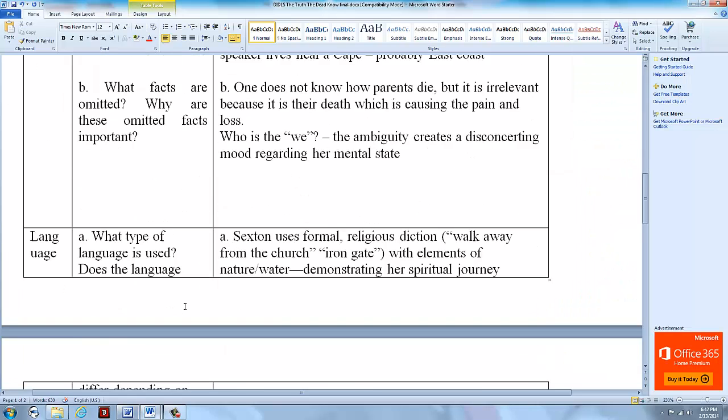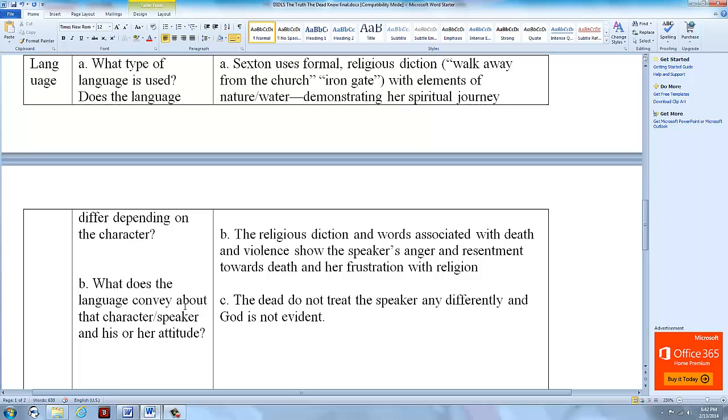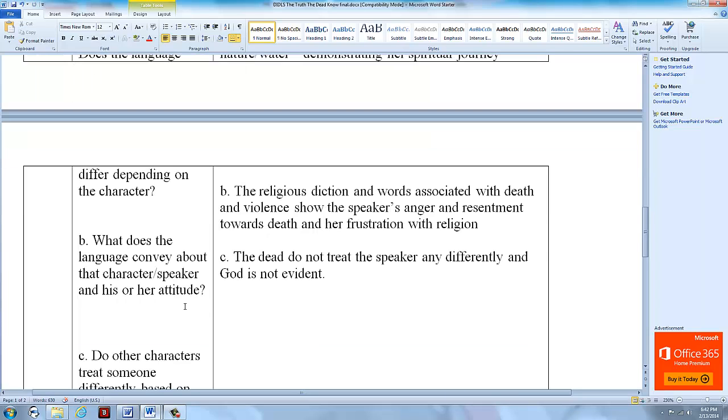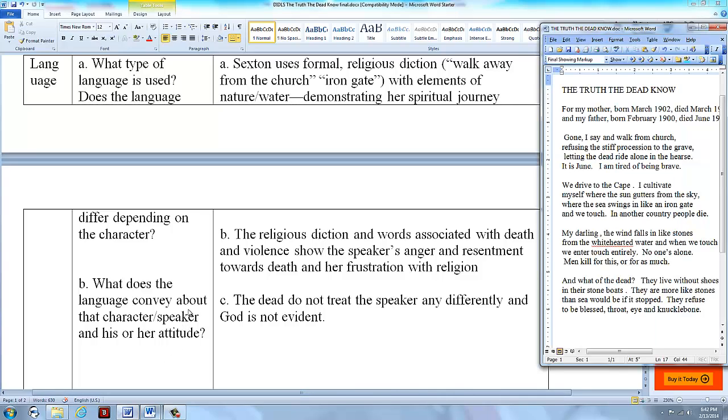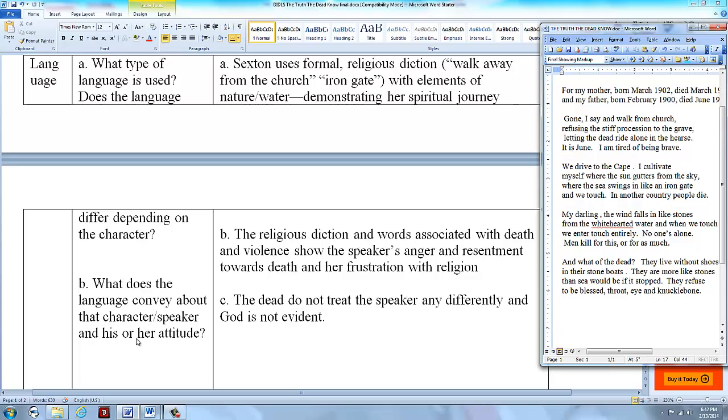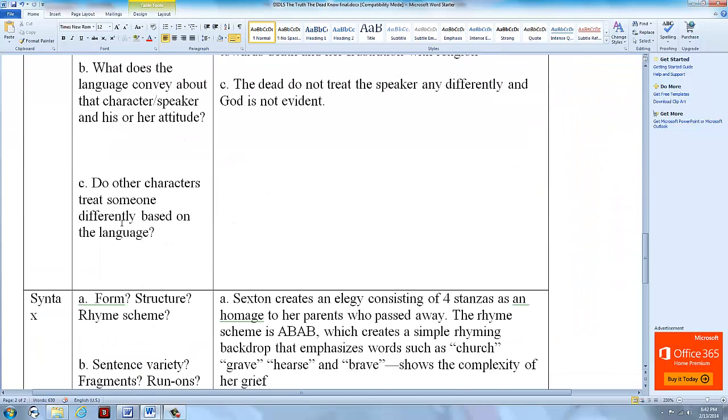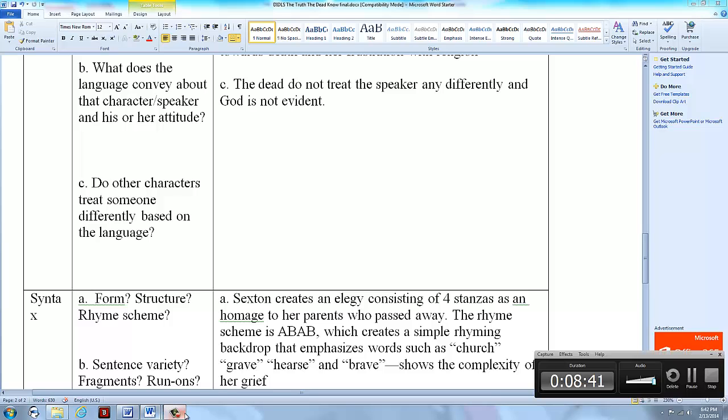Moving on to the last section, well, not quite, sorry, we have two more. We're going to be looking at language. What type of language is being used, and does it differ on the character? What does the language convey about our speaker, and do other characters treat someone differently based upon the language?